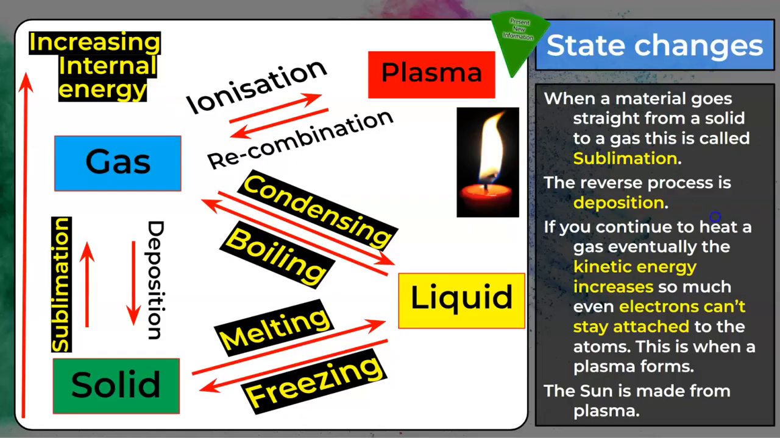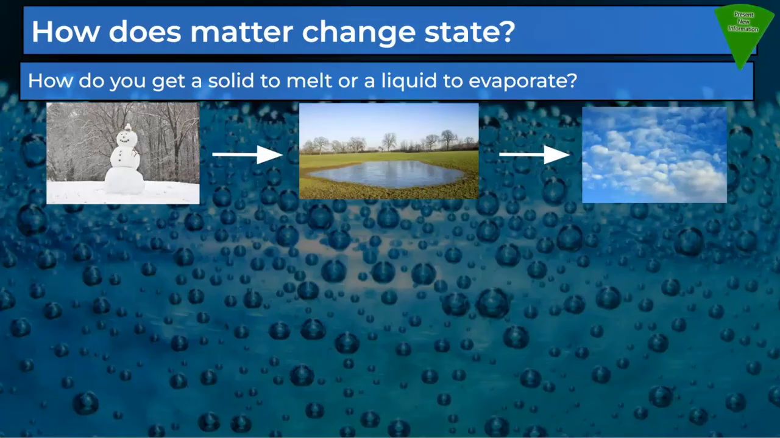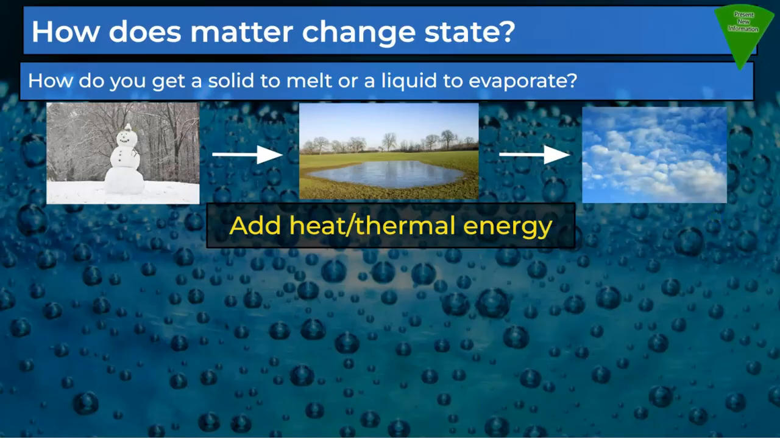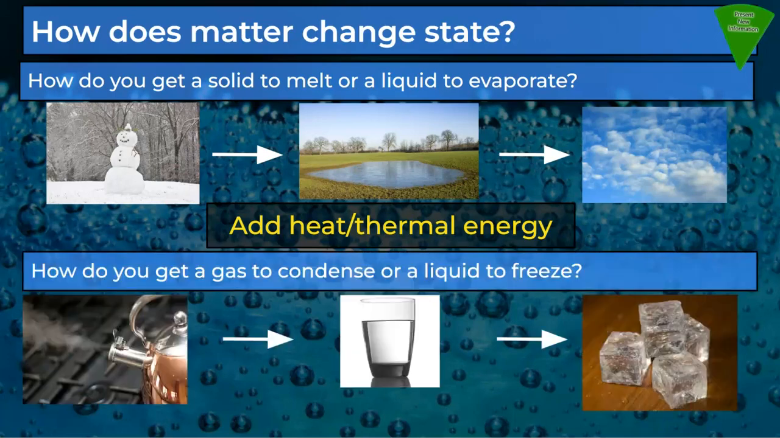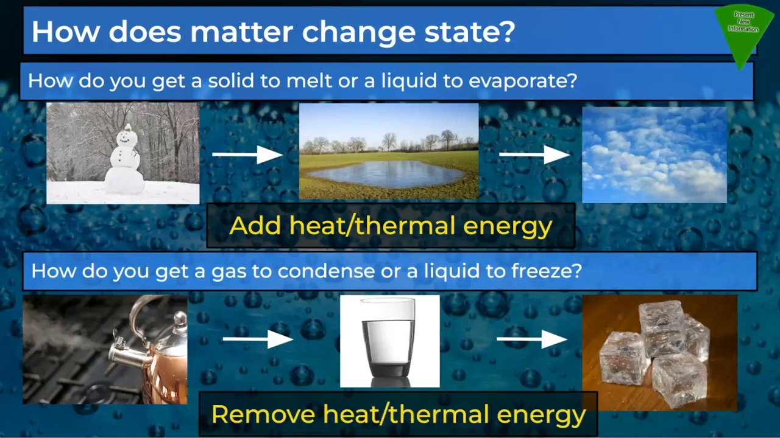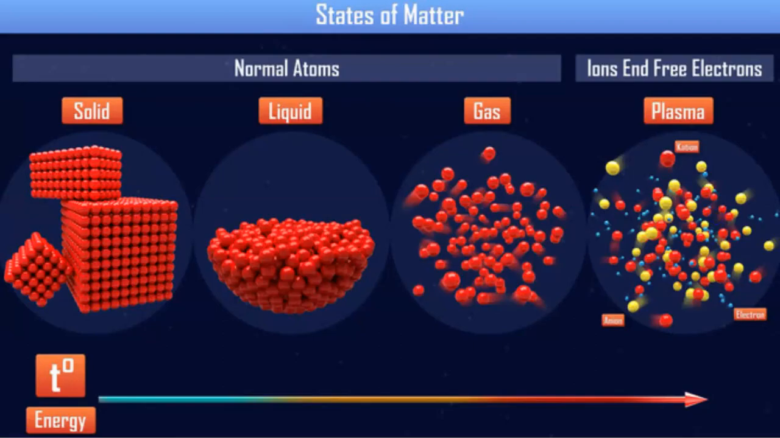And in all of these state changes, there is an increase in internal energy. So when we go from ice to water to water as a gas, then we are adding thermal energy to the system. If we go in reverse from steam to water to ice, we are removing thermal energy. So you should understand the different states of matter, and if not, make sure you've watched the previous video on here.